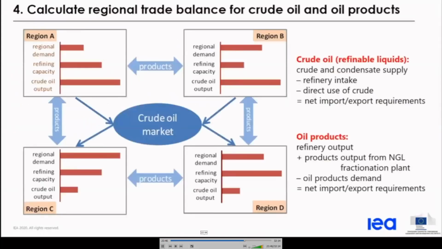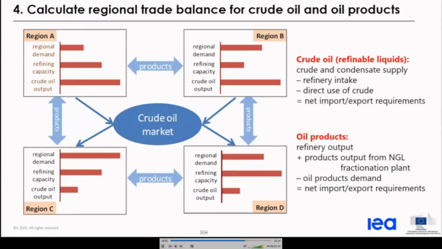These are taken into a regional trade balance for all of the crude oil and oil products. And we looked at the trade matrices of these and how trade can move between these different regions.